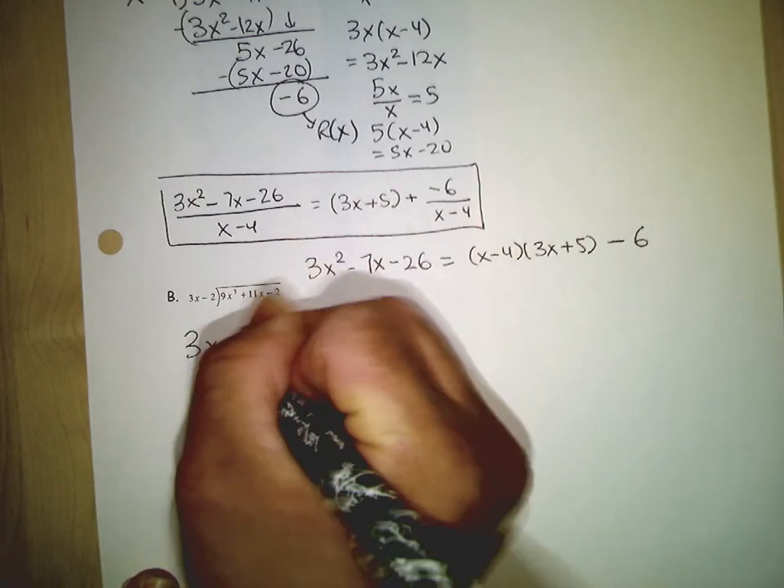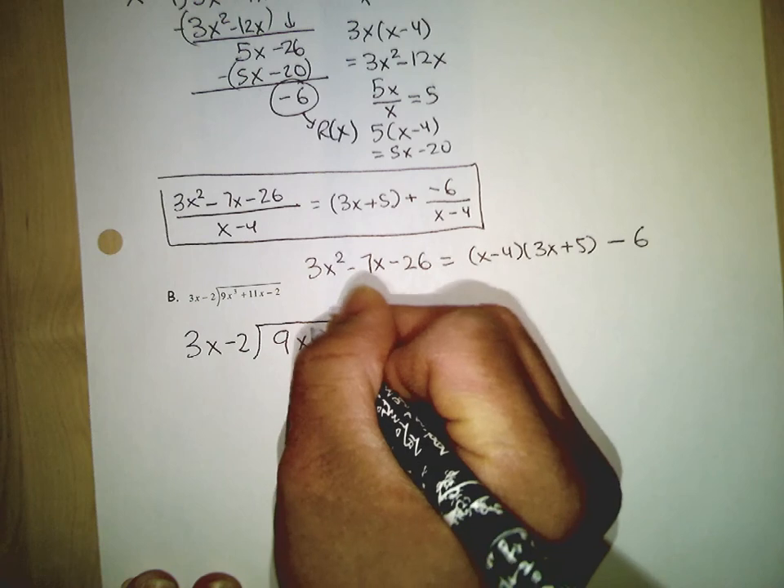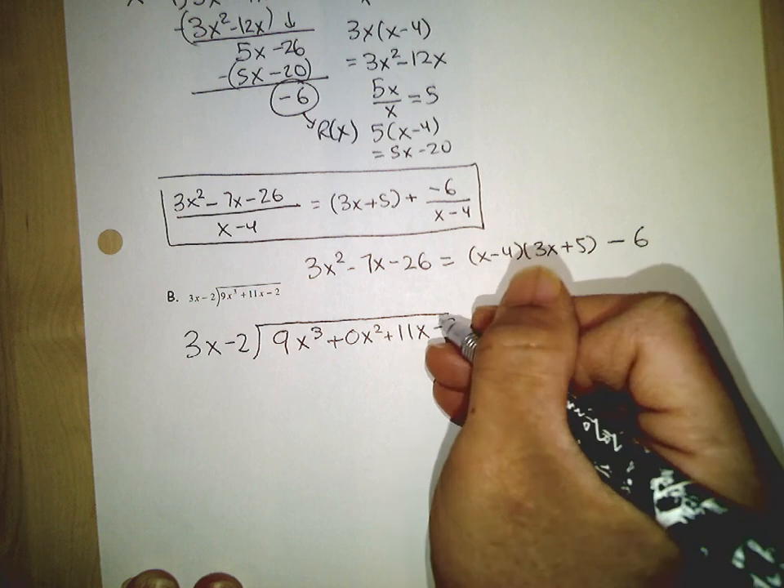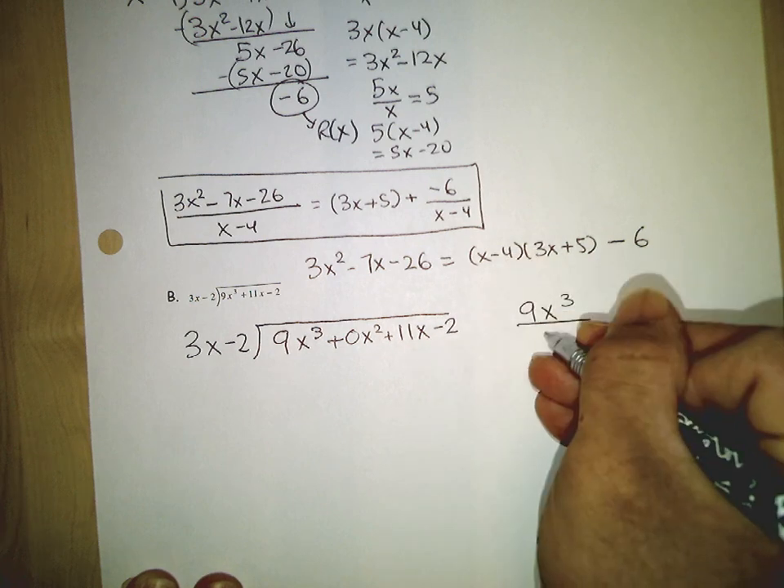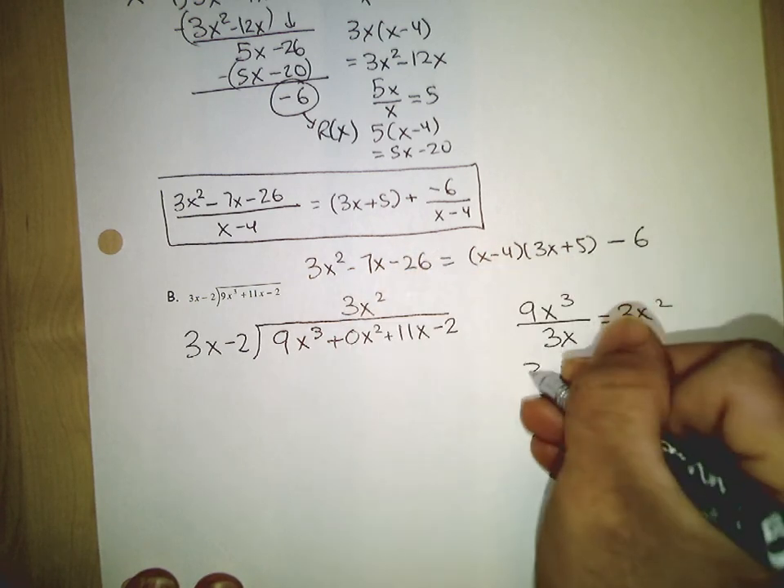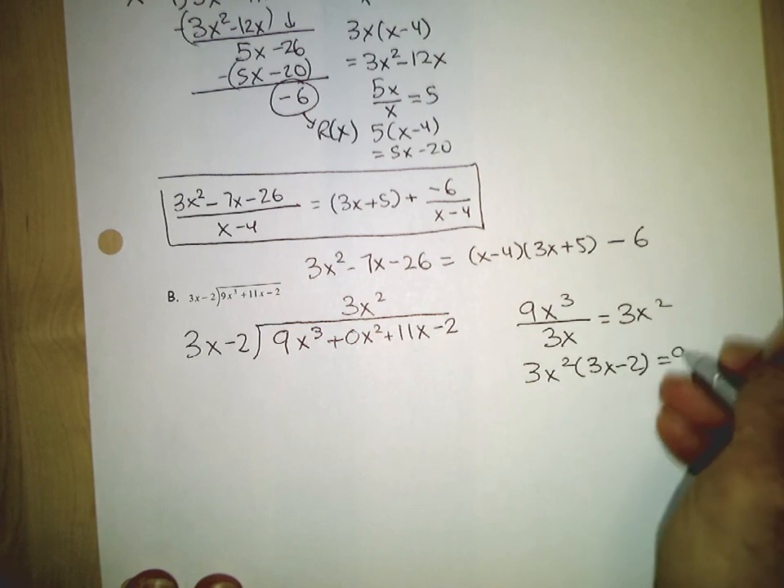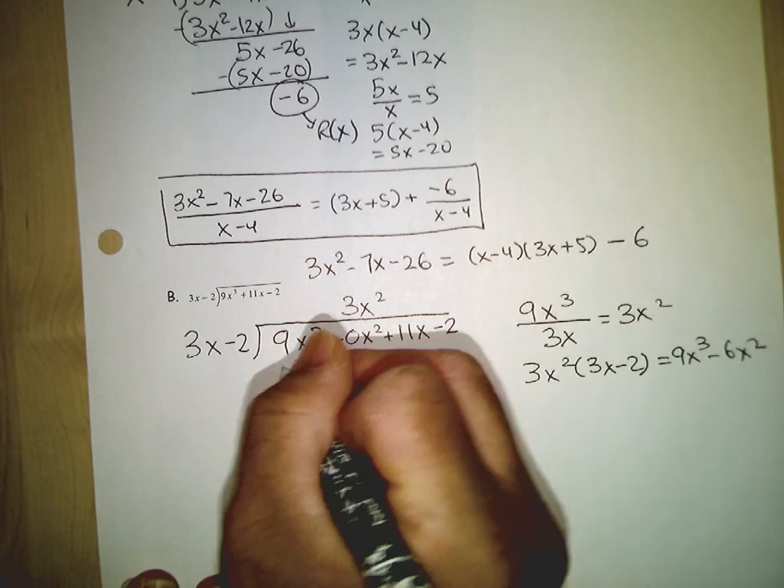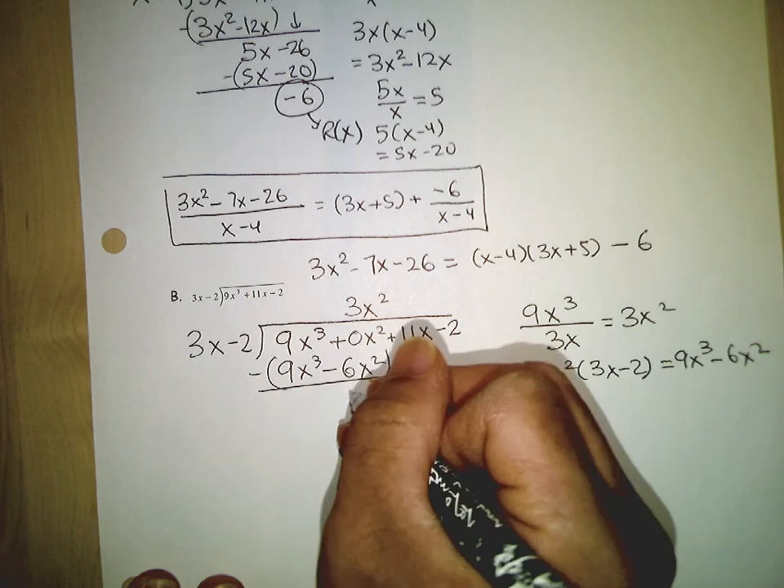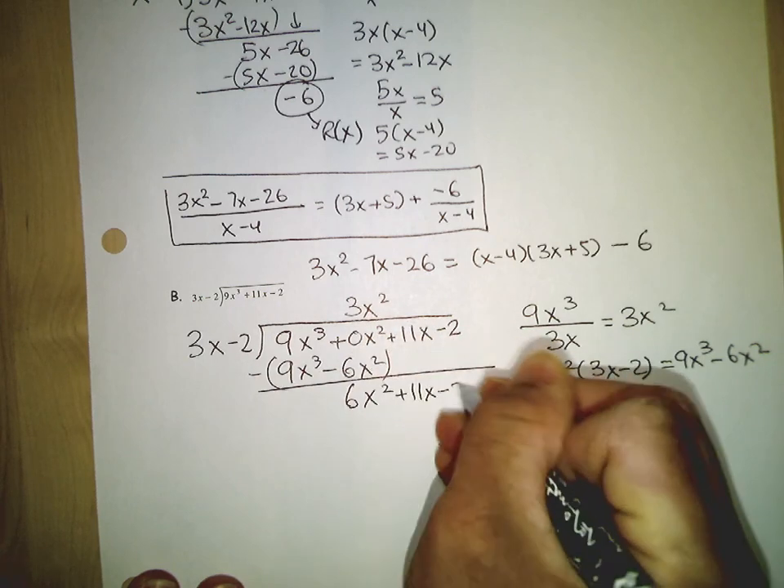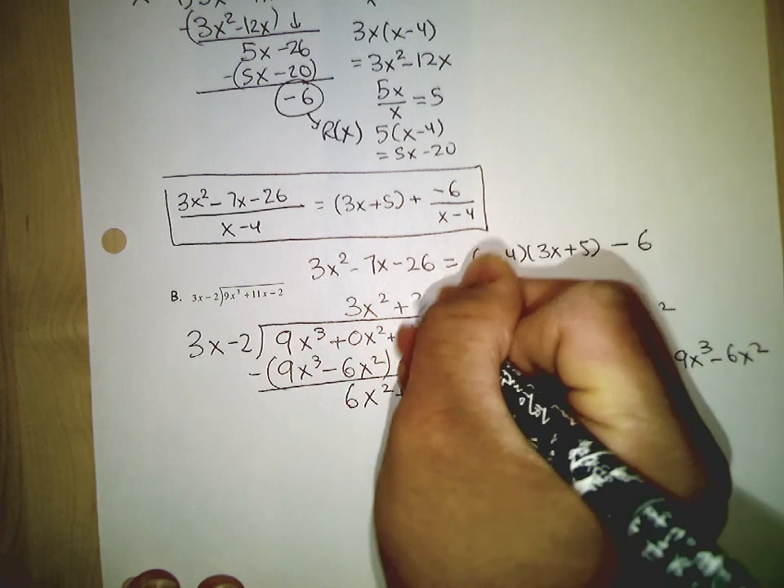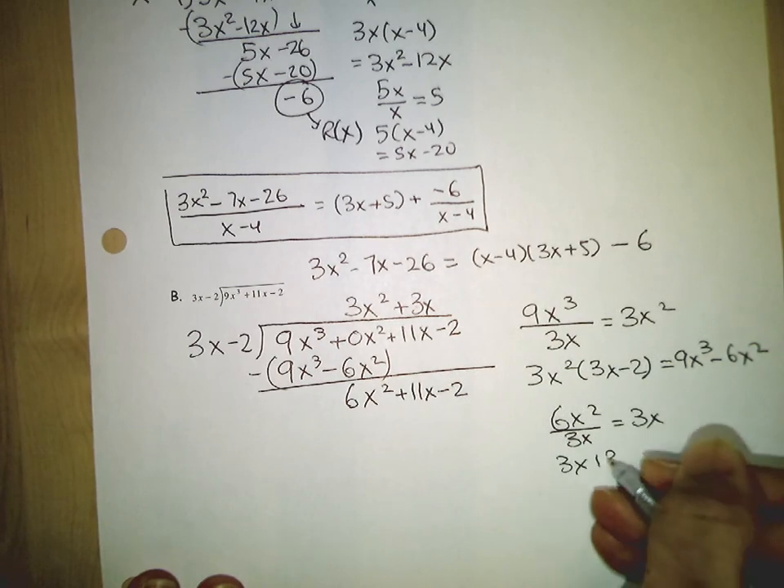So I have 3x minus 2, and I need to write in the 0x squared in the dividend here. So let's start: 9x to the third divided by 3x is 3x squared, so I'll line that up above the x squared. Then 3x squared times 3x minus 2 is 9x to the third minus 6x squared. Then I'll subtract. 9 minus 9, 0. 0 minus a negative 6 is a positive 6, so 6x squared plus 11x minus 2. Then divide again, 6x squared divided by 3x is 3x, so plus 3x. Then 3x times 3x minus 2.